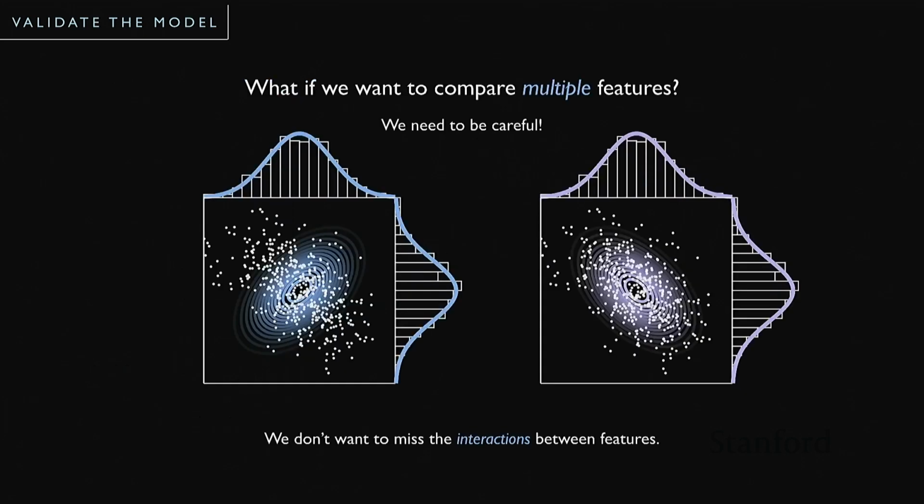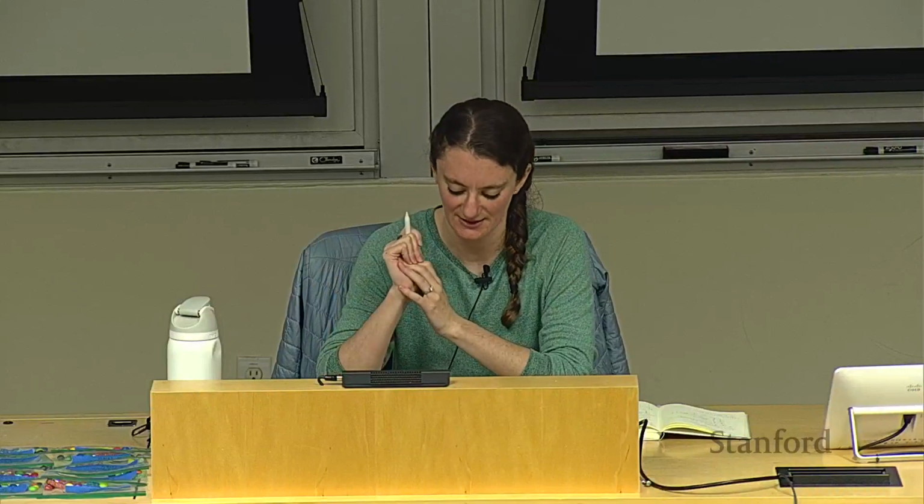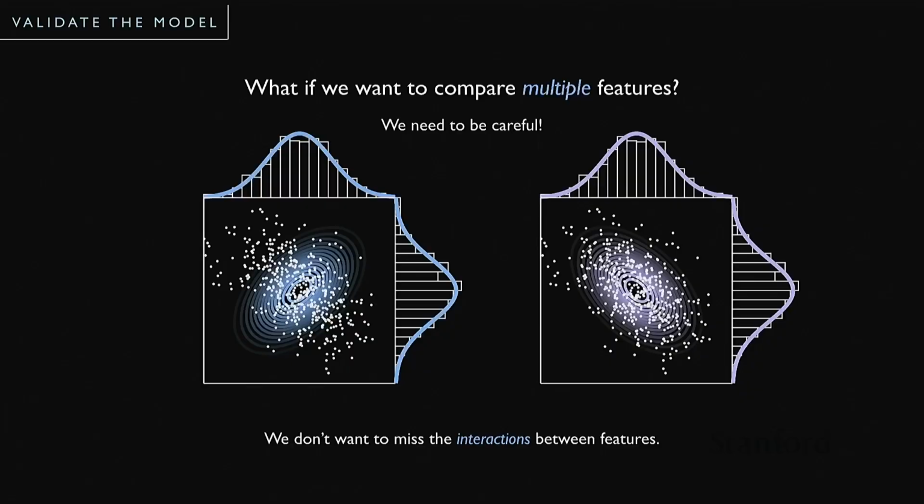Okay, all right, so what if we want to compare multiple features? Here we were just talking about comparing one feature of the model to one feature of the data, but what if we want to compare multiple? What these two plots are showing is the same data set in both plots, but two different possible models for this data set, showing the contours of them. Just looking at these, which of these two models do you think fits the data better, the left or the right? Yeah, the right. This one looks much closer to the data.